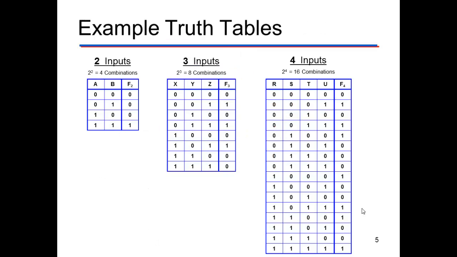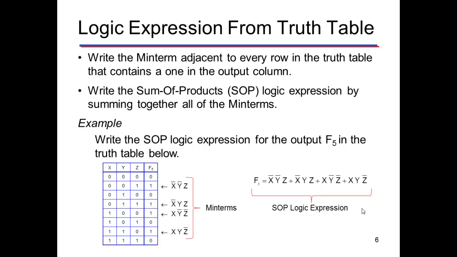All right. So here's some examples for 2 inputs, 3 inputs, and 4 inputs. If we have 2 inputs, we have 4 combinations. 3 inputs, we have 8. If we have 4 inputs, we have 16. If we had 5 inputs, we'd have 32. You get the idea. 6 inputs, 64. On and on and on.